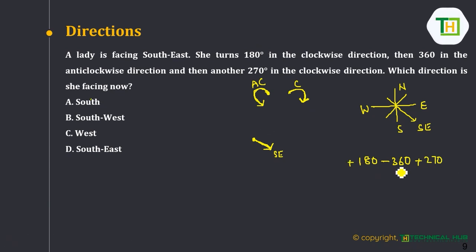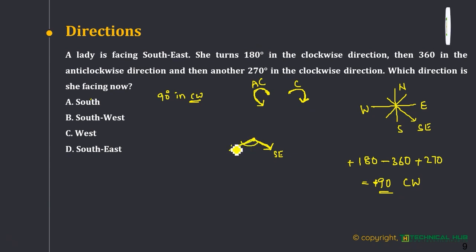180 plus 270 minus 360. So the answer should be 90 degrees. So plus means that is clockwise rotation. Okay. So since I got the value as plus, I'll take it as a clockwise rotation. So after all these, finally she rotated 90 degrees in clockwise. Okay. So from southeast, if she rotated 90 degrees clockwise, so this must be the direction, right? So clockwise 90 degrees. So this is the direction. What is this direction? This is southwest.